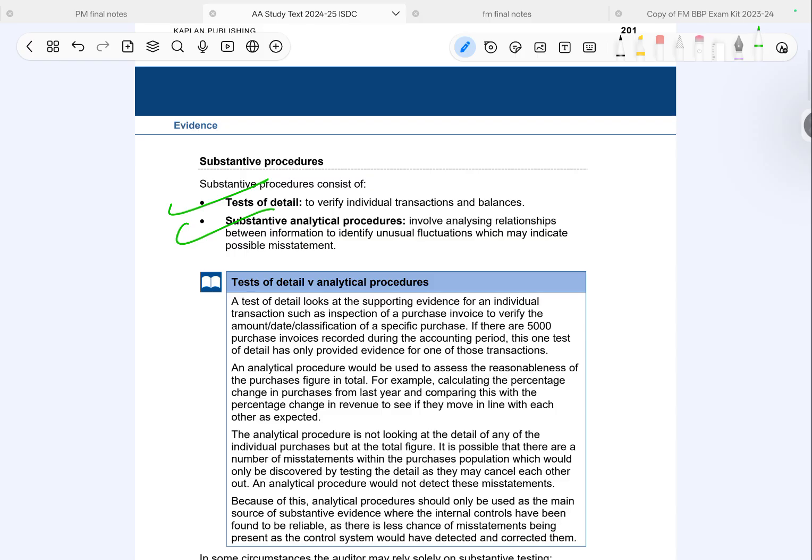Now, analytical procedures are different. They look at the big picture. For example, comparing the change in purchases with the change in revenue. If they don't move as expected, something might be wrong. So, test of detail is a zoom in, and analytical procedure, you can say, is a zoom out. But analytical procedures have a limitation. They might miss errors if misstatements cancel each other out. That's why they're mainly used when internal controls are strong.